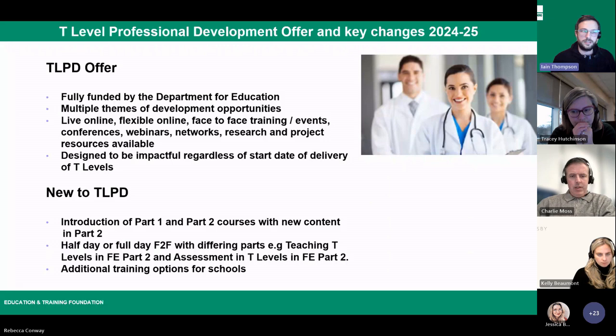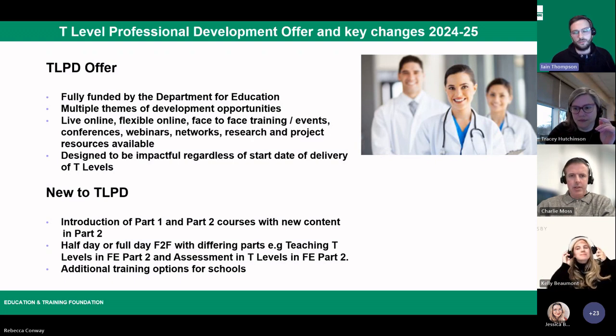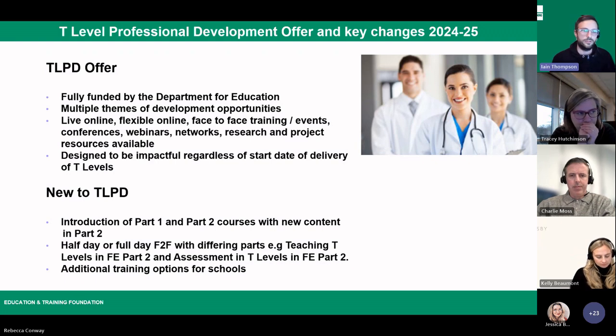So yeah, as I just alluded to, it's a fully funded offer. The whole idea of TLPD is that there's multiple themes of development opportunities, and the idea of the whole project really is that regardless of your role and what you do in your provider, it could be frontline delivery of teaching or career advice, there's some element of training that you could access with us that will help improve your knowledge and skills of T-levels.